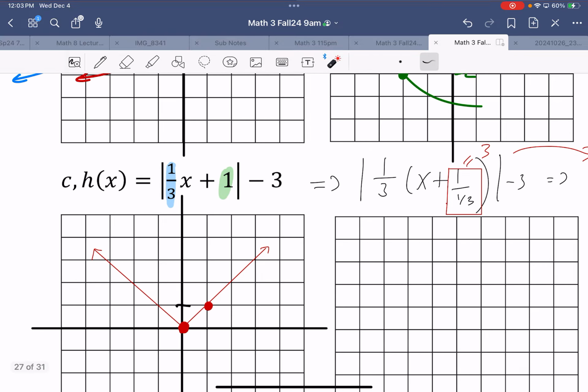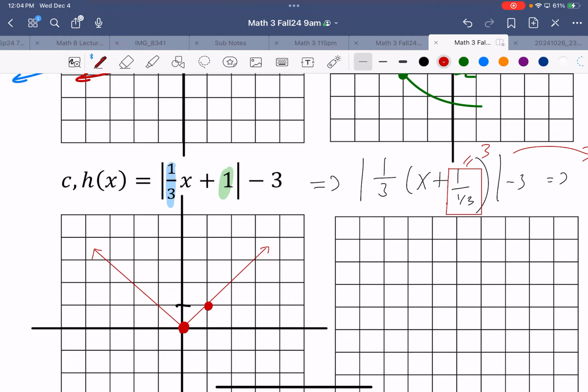And again, the stretching and shrinking is the trickiest part when it comes to transforming. Left, right, up, down, reflecting is not too bad. But stretching, especially by a fraction, is really tricky, because everything inside happens opposite of what you think. So you would think 1/3 is horizontally shrinking it, but it's actually horizontally stretching it, because it's the opposite of what you would think.